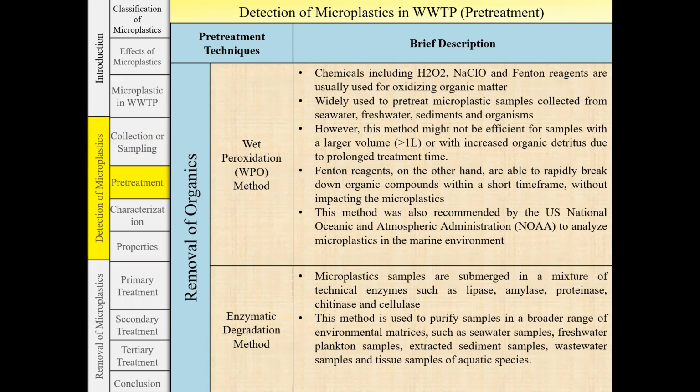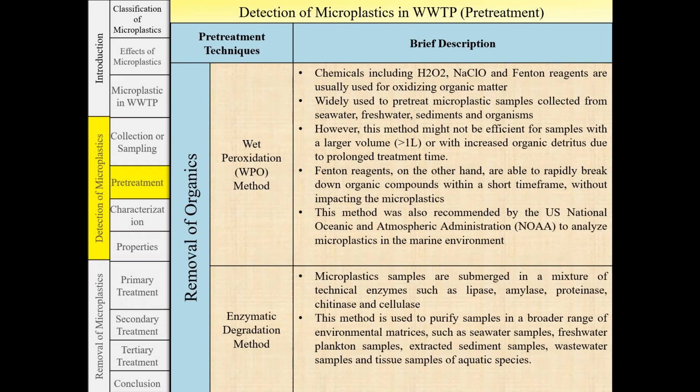How we can pre-treat. In the next stage of detection of microplastic, that is pre-treatment, we basically need to separate out organic and inorganic matter from the microplastic. For removal of organic matter, there are basically three types of method, most of them chemical methods, chemical reactions. First is the wet peroxidation method, where we oxidize with some oxidant. Next is the enzymatic degradation method, and third is the alkaline or acidic method.